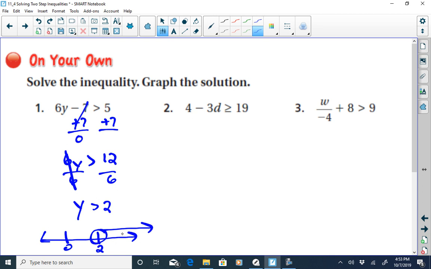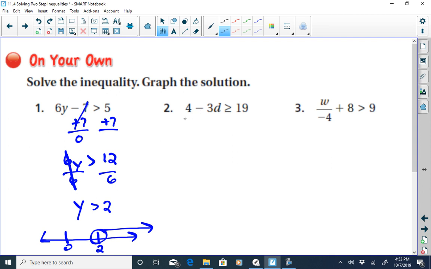Quick check. I'm going to try something in my solution set. Let's try 10. 10 is to the right of 2. 6 times 10 is 60. 60 minus 7 is 53. Is 53 less than 5? Yes, it is. Next example. It's one of those problems where students make mistakes.